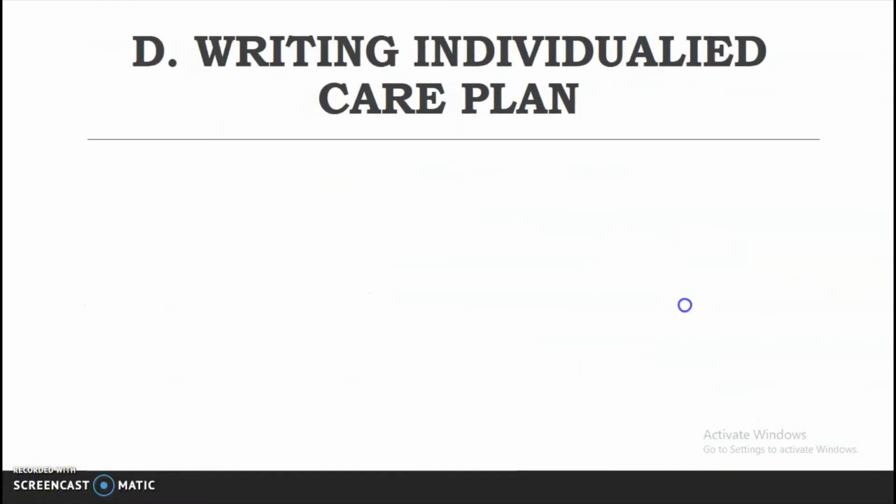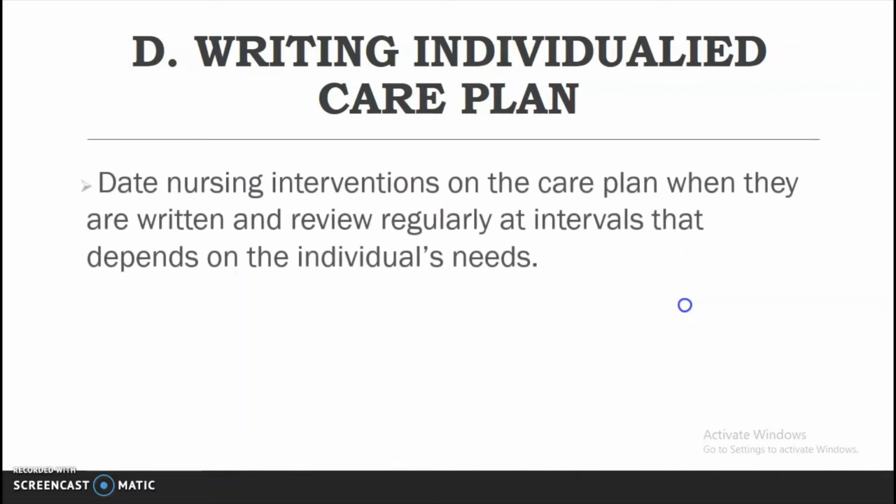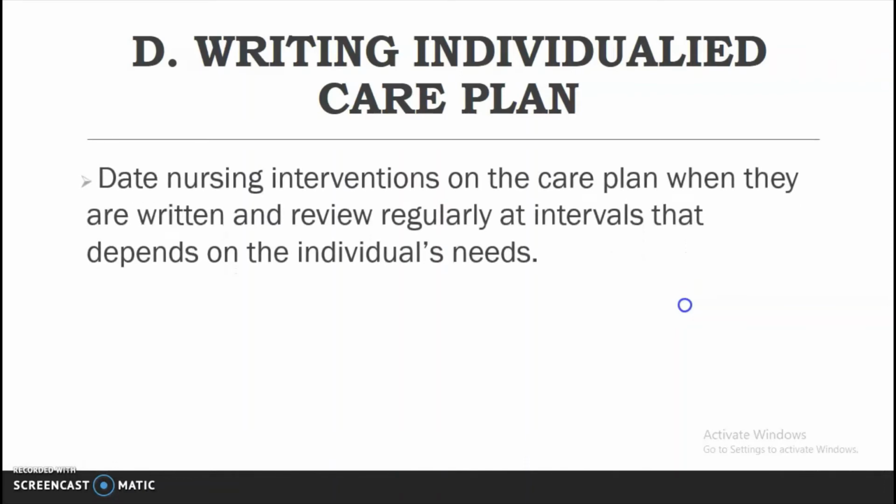We will now go to the last part of the activities under your planning process, which is writing the individualized care plan. In writing the individualized care plan, you have to date the nursing interventions on the care plan when they are written and review regularly at intervals that depend on the individual's needs. Of course, this care plan will also serve as a way of communicating with other colleagues or healthcare providers that are part of the healthcare team.